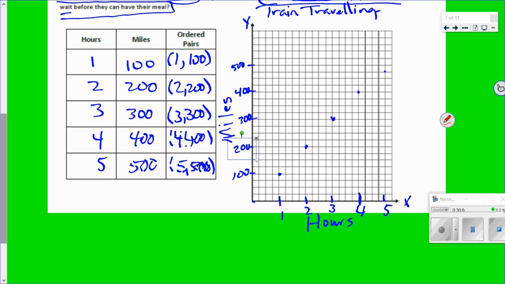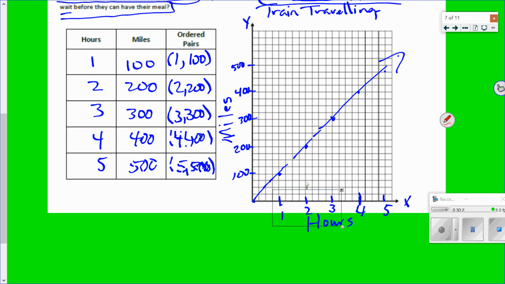Once I have all of my dots on my graph, now I use my ruler. I draw my line straight up, and I include an arrow at the end to show it goes on for eternity. For eternity, goes forever.